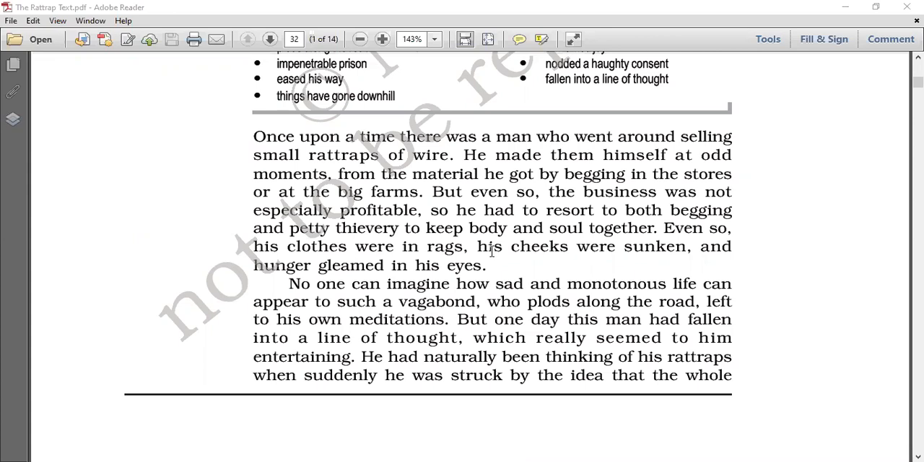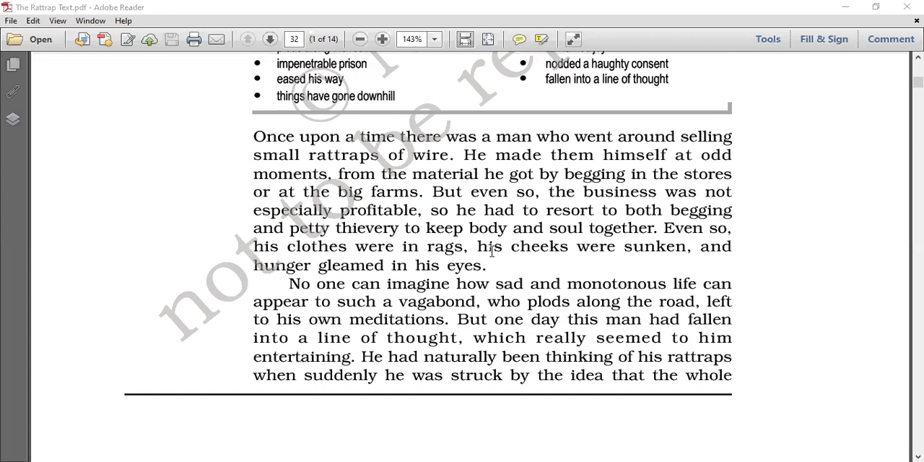This is the first meaning we have got: keep body and soul together, in the sense for his survival, for his remaining life. He just started to do small begging and of course small thievery. So even so, the business was not especially profitable, so he had to resort to both begging and petty thievery to keep body and soul together, in the sense for his survival.